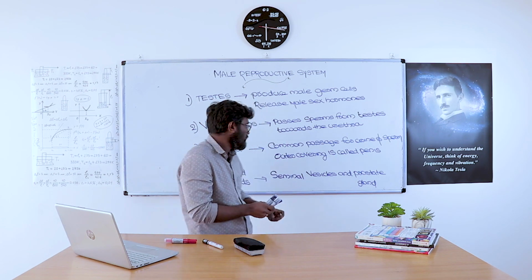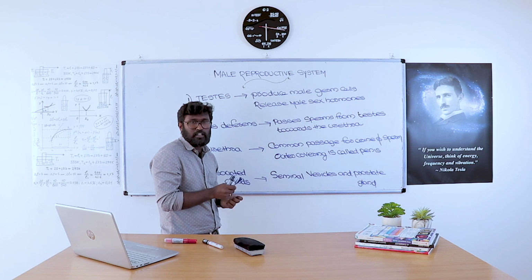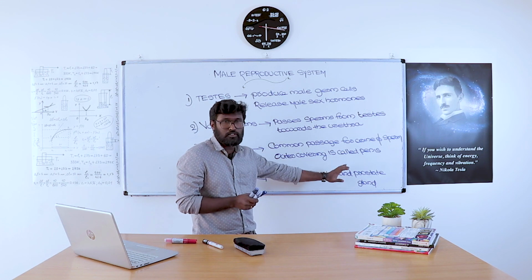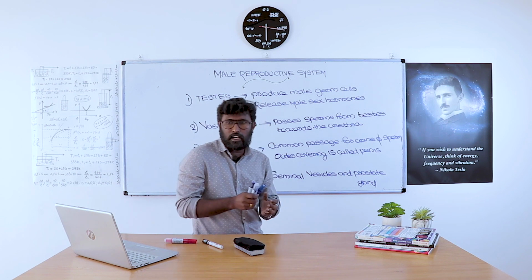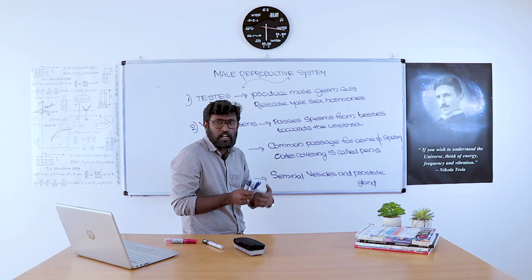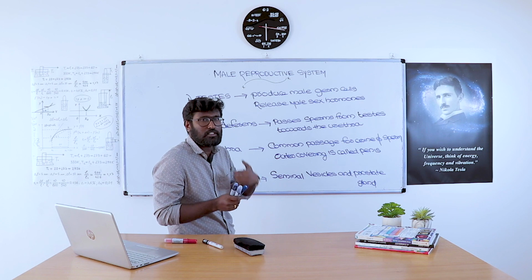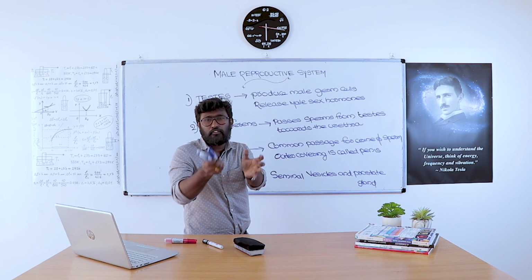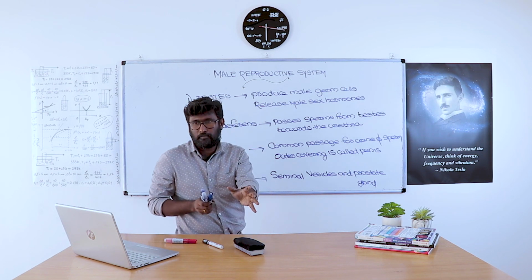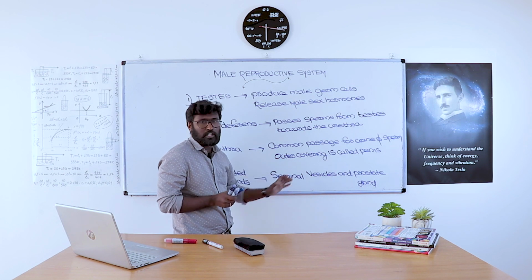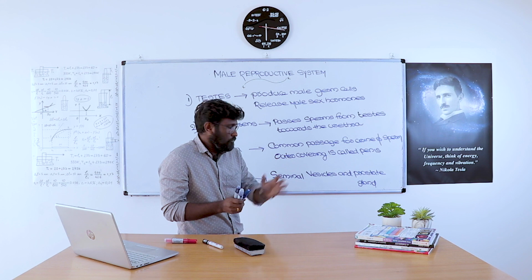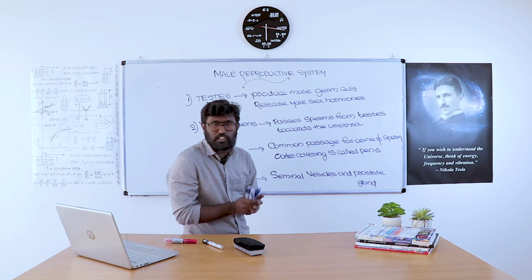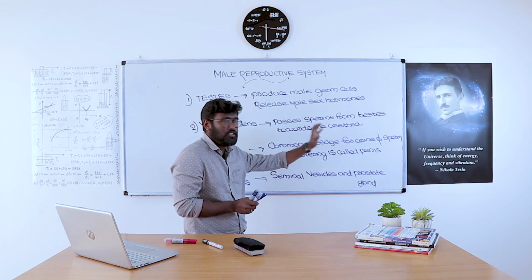male human beings. So the associated glands include seminal vesicles and prostate gland. They produce some secretion, and that secretion is mixed with the sperm, and finally the product is semen.